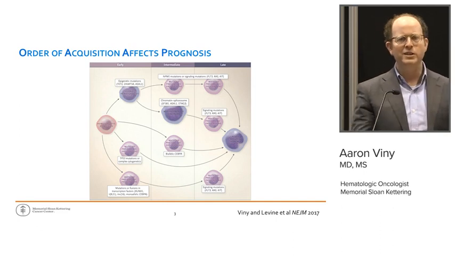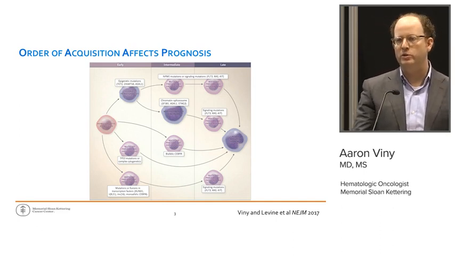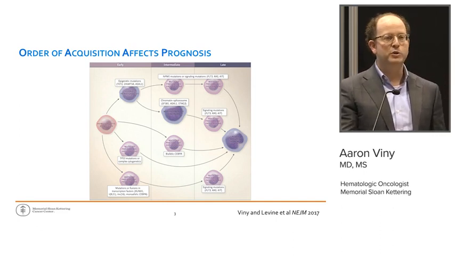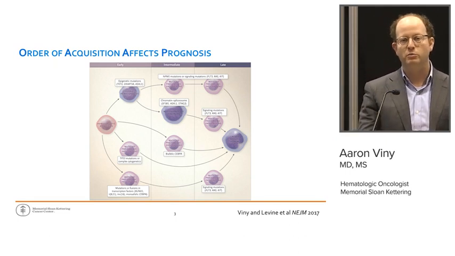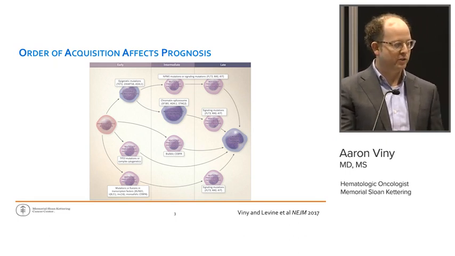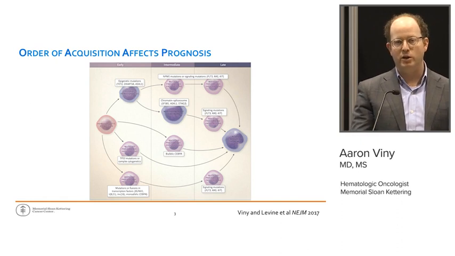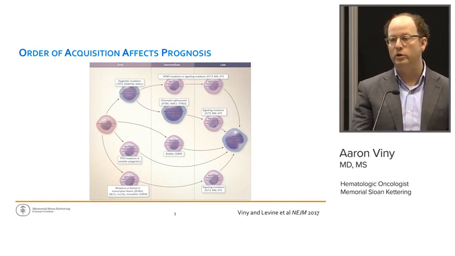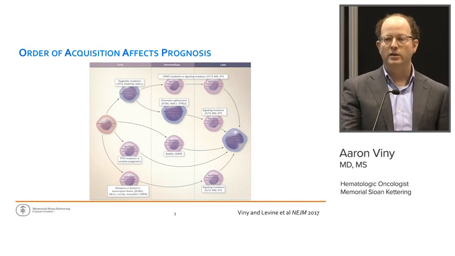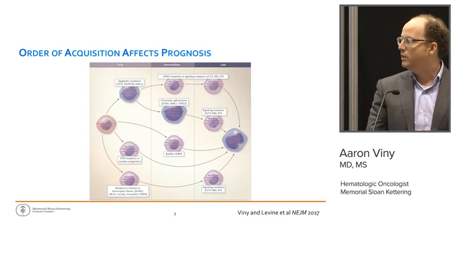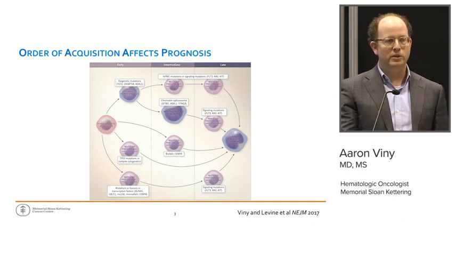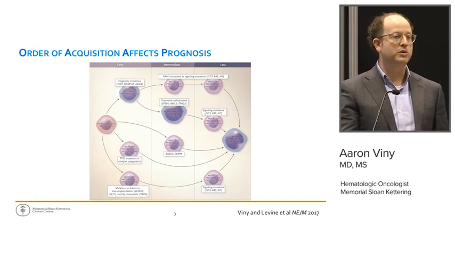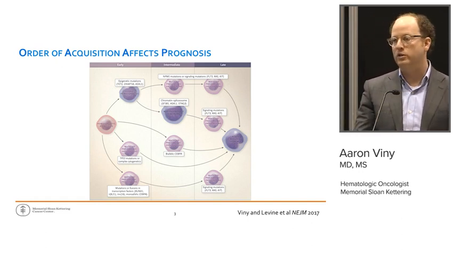And so, in addition to the architecture itself, the clonal acquisition of mutations also matters and also affects prognosis. This was a figure that we put together actually in response to the work in New England Journal of Medicine that Kathy had just presented.